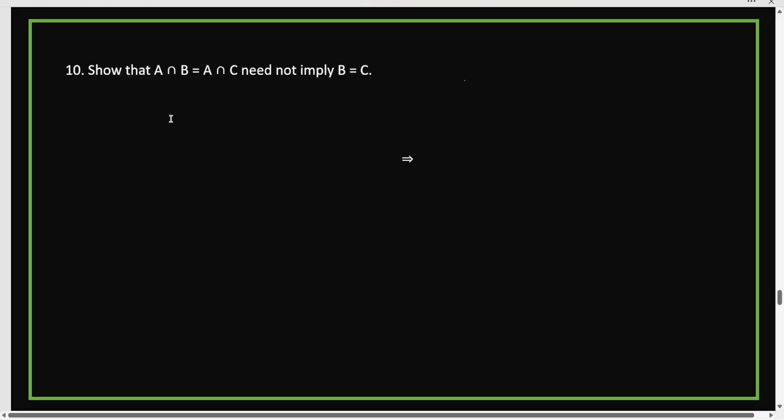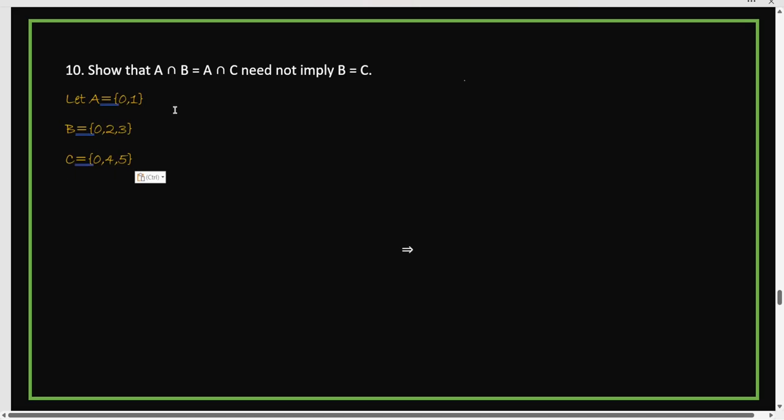Show that A intersection B equals A intersection C need not imply B equals C. That is the question. That means A intersection B equals A intersection C doesn't guarantee that B equals C. Okay, that we have to prove. Let us assume three sets.